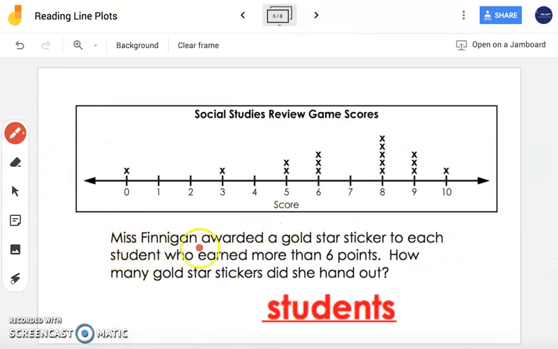This question says, Ms. Finnegan awarded a gold star sticker to each student who earned more than 6 points. How many gold star stickers did she hand out? More than 6 points, so that's greater than 6. That means you can have 7, 8, 9, or 10 points. So now what I'm going to do is count that region and determine how many students earned more than 6 points. 1, 2, 3, 4, 5, 6, 7, 8, 9. So the answer here would be 9 students. And notice I'm counting the X's to represent how many students earned more than 6 points.